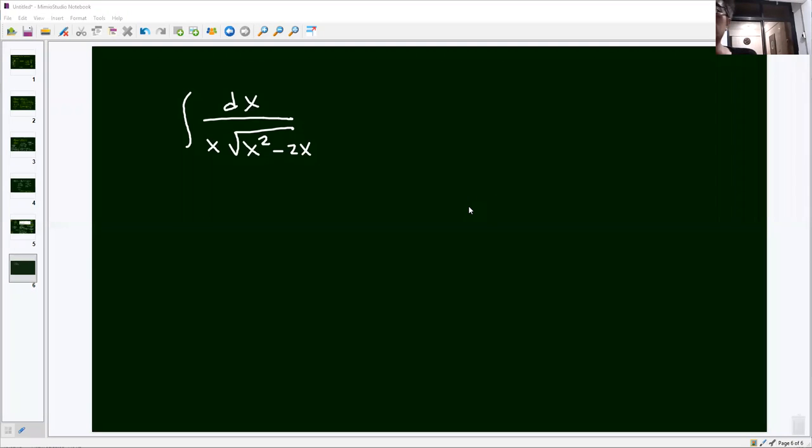Pero, di ba the rule is no square roots in the denominator? Parang ganun. Mas maganda yon. Or, you have a single square root. That will do. Pero that's correct, Kurt.